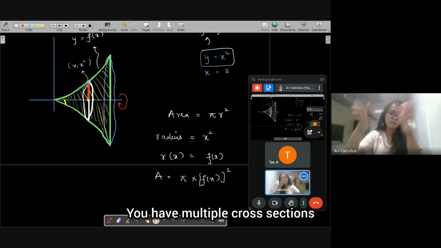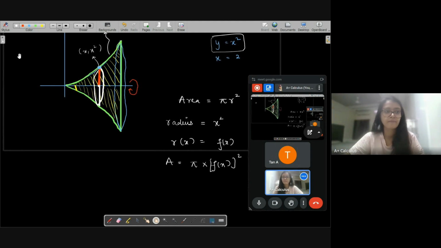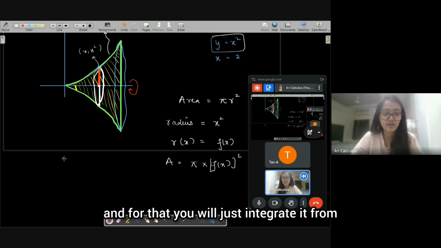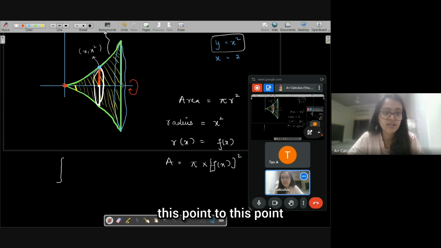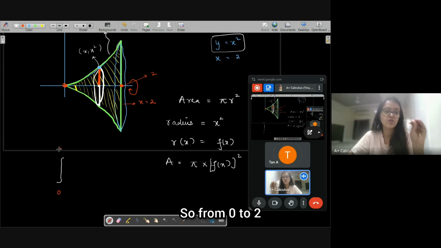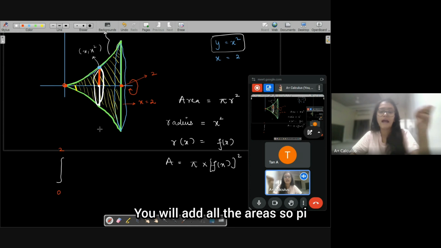You'll have multiple cross sections. You have to add all the areas. And for that, you will just integrate it from this point to this point. So from 0 to 2. This point is 2 because this line is x equals 2, right? So from 0 to 2, you will add all the areas.